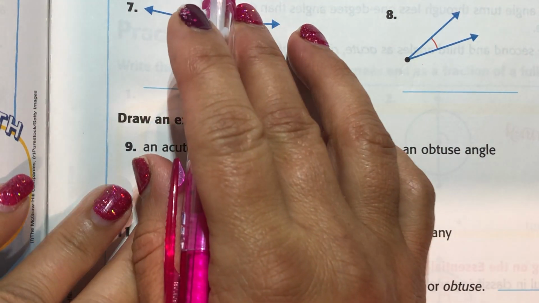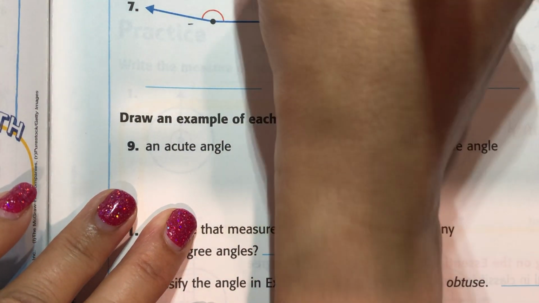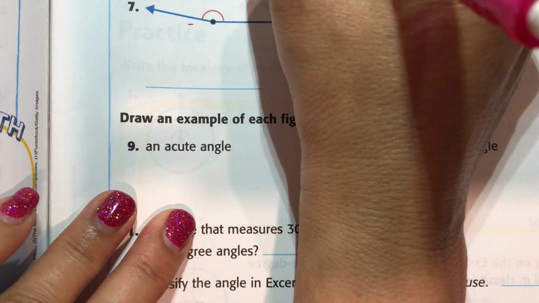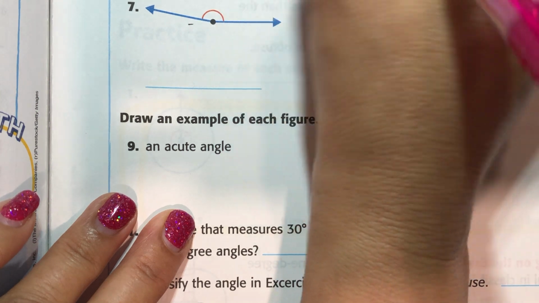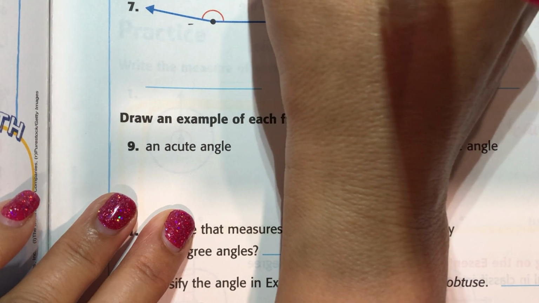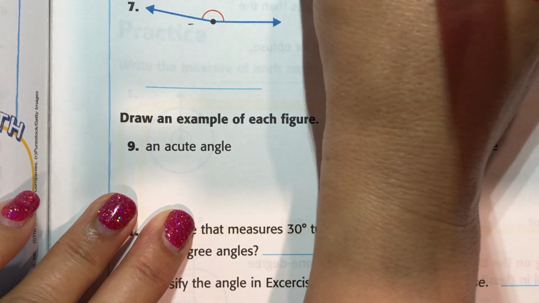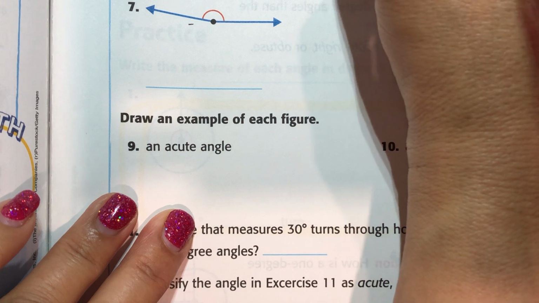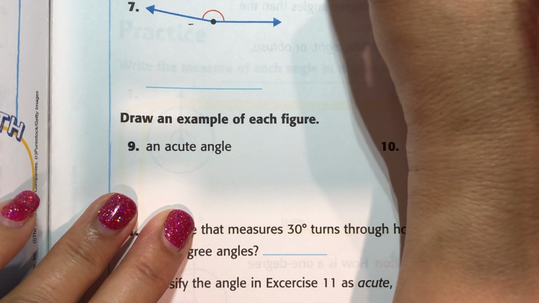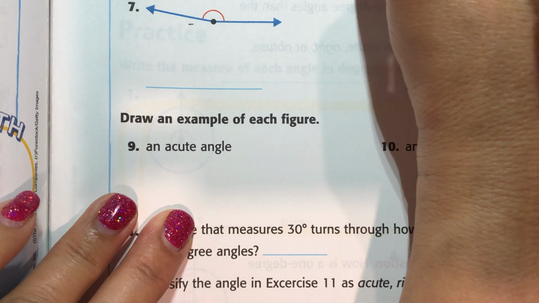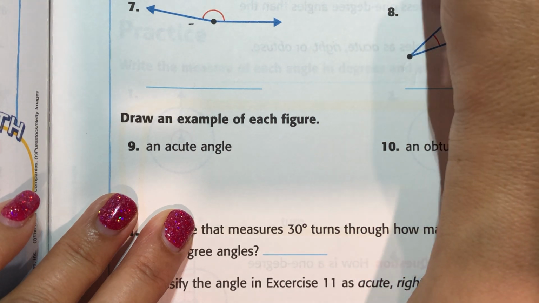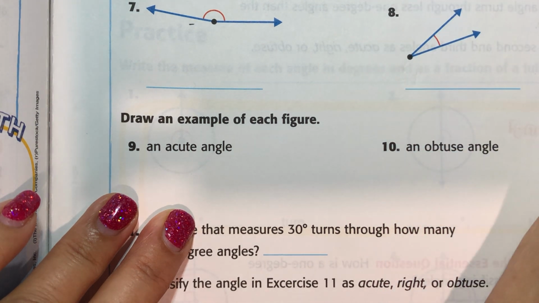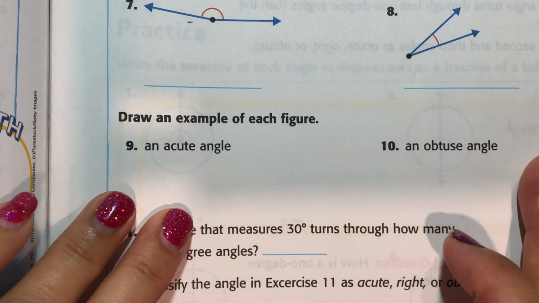On this one, classify each as right, acute, or obtuse. Remember, a right makes a perfect L, as perfect as I can get it. An acute is less than an L, less than that. And obtuse is greater than an L. Hopefully that helps.